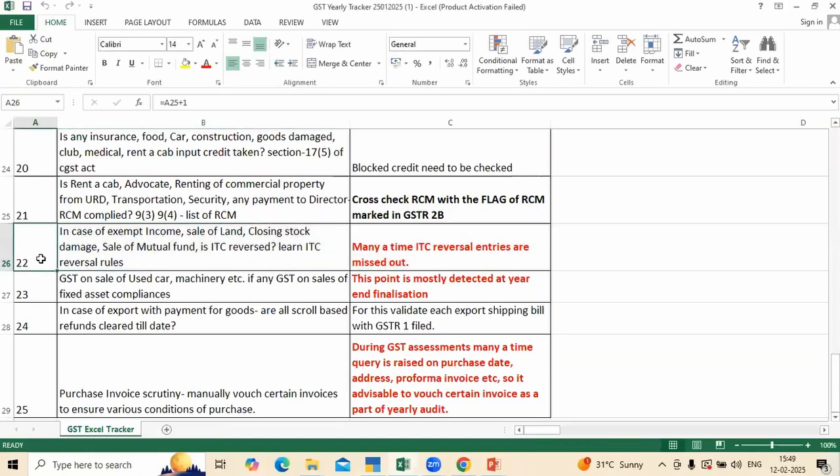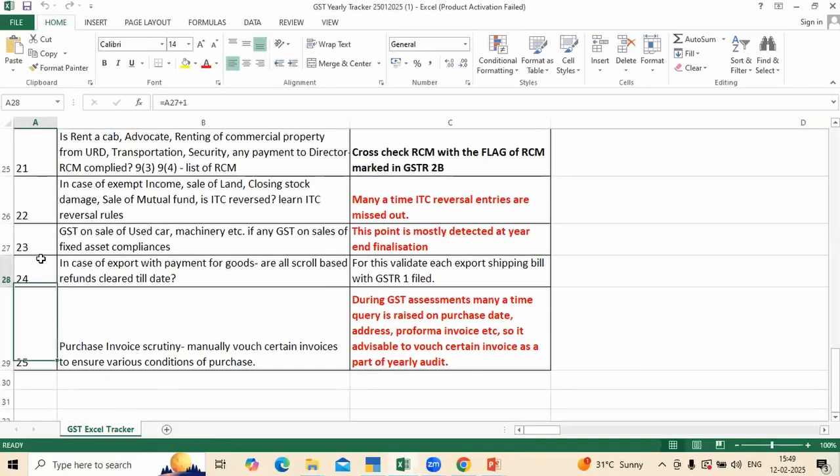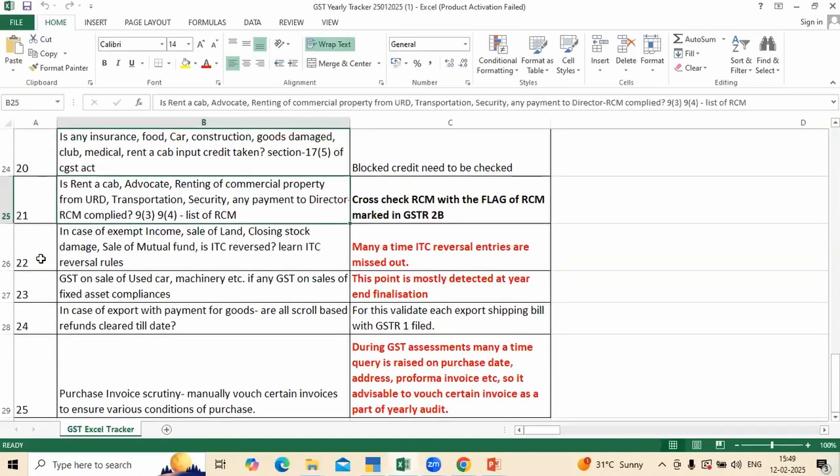Now moving to point number 22, what it says. It says that in case of exempt income, sale of land, closing stock damage, sales of mutual fund, whether ITC is reversed or not. Many of you would be shocked with this fact that sale of land में ITC reversal कहाँ से आया और sale of mutual fund में ITC reversal कहाँ से आया.